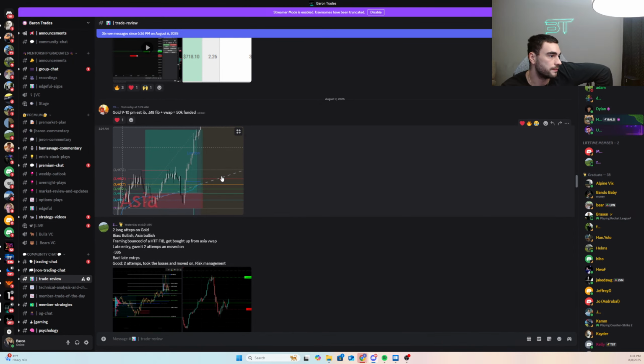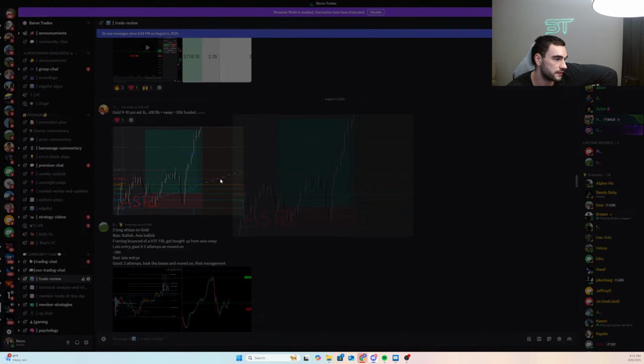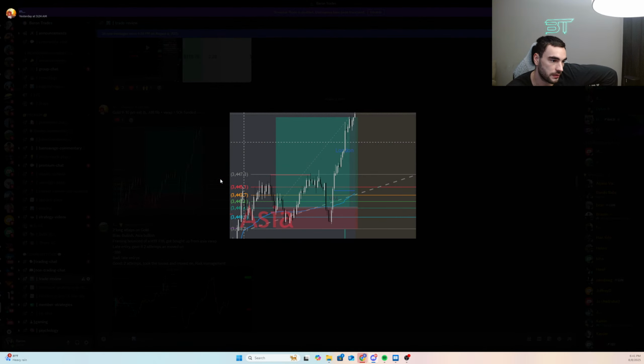Gold 9 to 10 p.m. Eastern IB 618 fib plus VWAP equals 50K funded. Okay, y'all love that gold strat. This is clean. I can't see the price levels, so shorter time frame fib. This is also an area. I actually looked at this the other day. This is an area where we previously bounced. It's a different fib level as well.